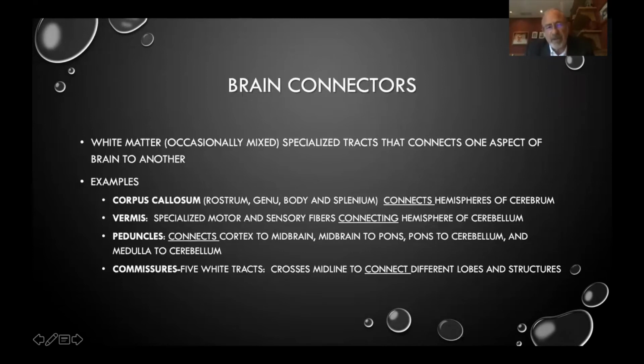And commissures basically are special white matter tracts that cross the midline of the cerebrum and connect different lobes and functions to different portions of the brain. All of these loosely are defined as what we call connectors. Let's give you a little bit more examples of what that entails.